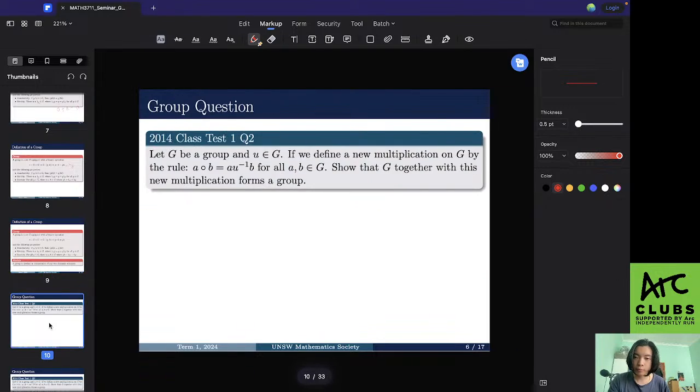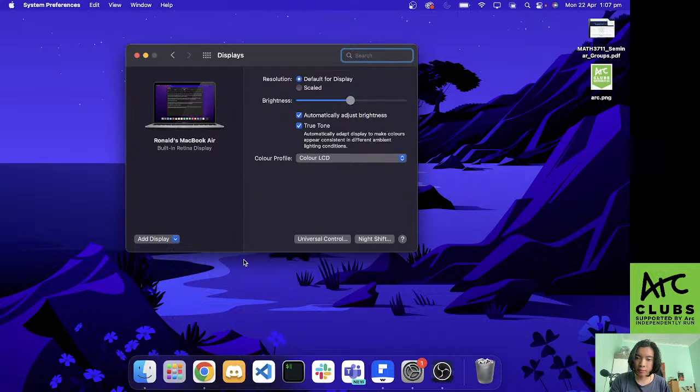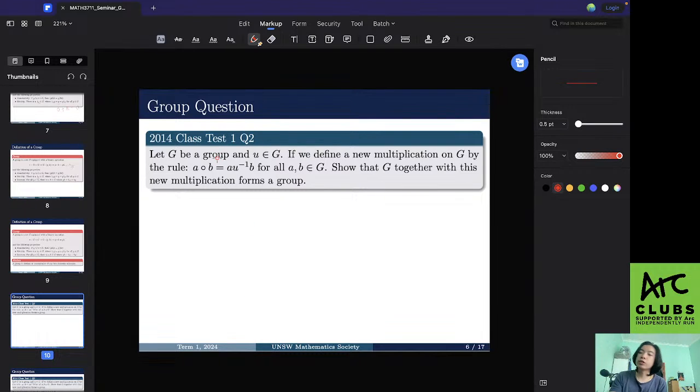Right, so let's get into our first question. Right, so our first question pretty much says, hey, we have group G, so maybe G already had an operation, let's call that operation star, right? And we have an element U in G. We can define a new multiplication where A circle B is equal to A inverse U B for all A and B in G, right?